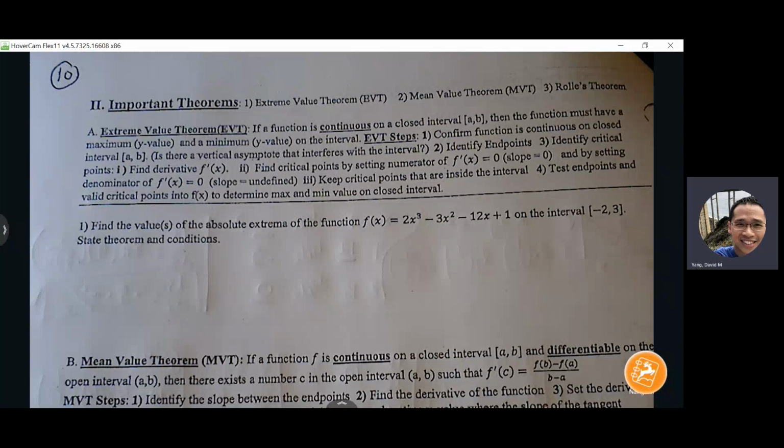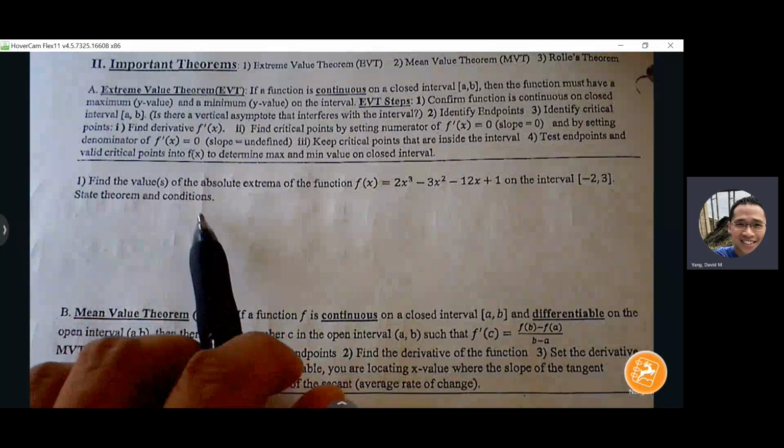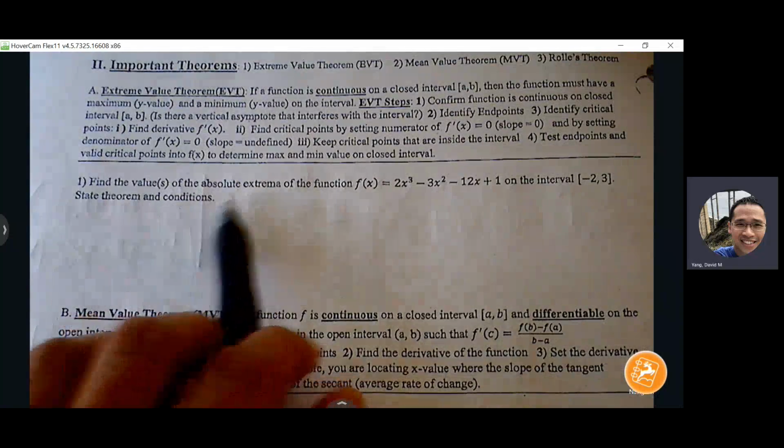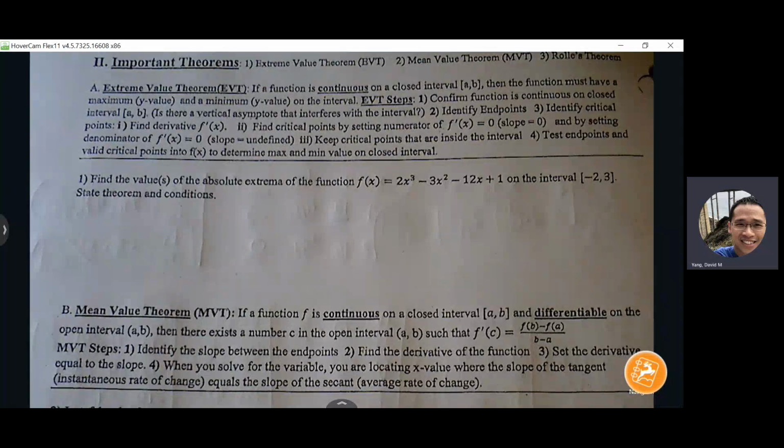So here are the steps. We confirm that the function is continuous. We identify endpoints, we identify critical points, and we test our critical points and our endpoints in our original function, and we keep our answer as the y value. This is one of the more traditional problems that we started off with at the beginning of the semester. Find the value of the absolute extreme of the function 2x cubed minus 3x squared minus 12x plus 1 on the closed interval from -2 to 3.